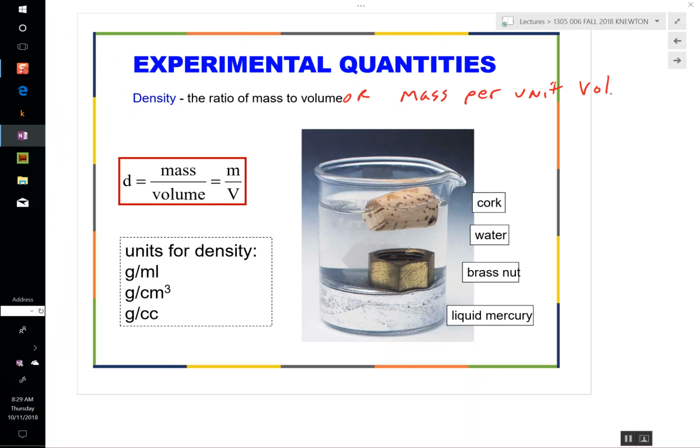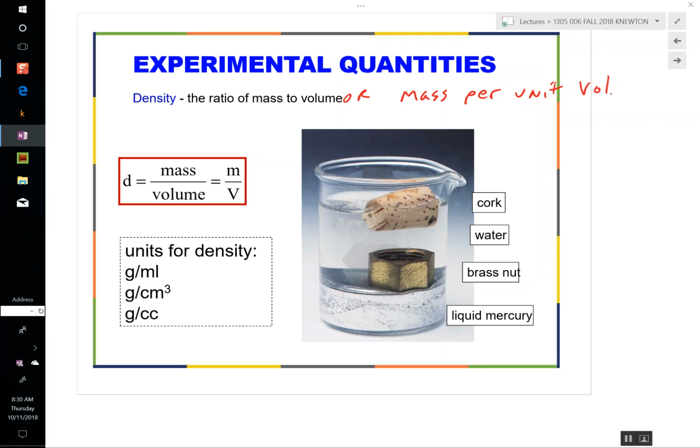And materials vary in their densities. I love this picture because it has a whole bunch of things that all have different densities. Here's liquid mercury. Floating on top of it is a metal brass nut. So what's that say? That says that the mercury is much more dense than that brass nut. Actually, much more. We'll look at some numbers in a second.